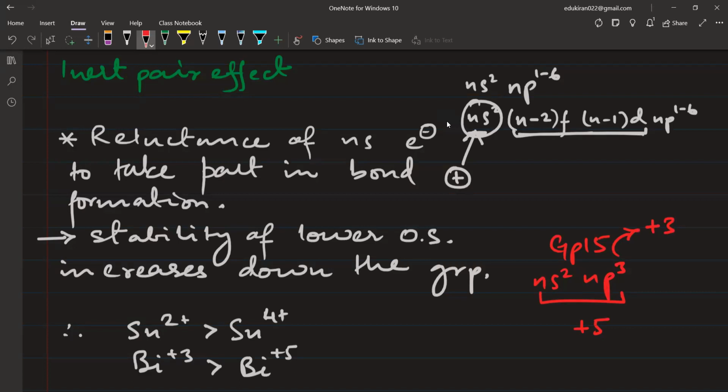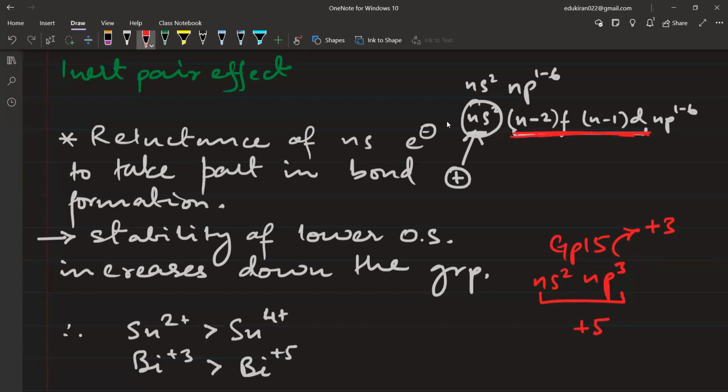Yes sir. ठीक है। Now because the NS electrons are not taking part in bond formation below, जैसे जैसे आप नीचे जाएंगे F और D वाले सबशेल्स आते जाएंगे, then in that case NS वाला इलेक्ट्रॉन क्या करेगा? It will be feeling a high level of attraction from the positive charge of the nucleus. That is why they are not taking part in bond formation. लेकिन कब होगा? When you have F and D orbitals.